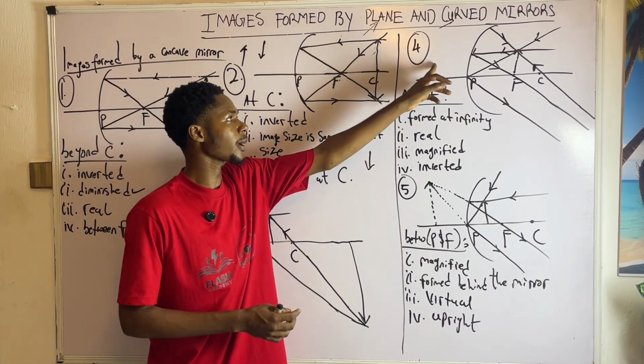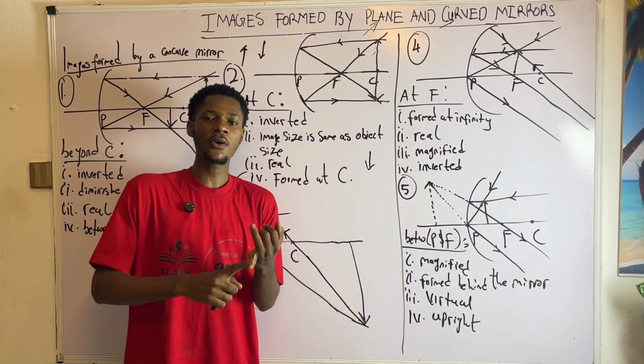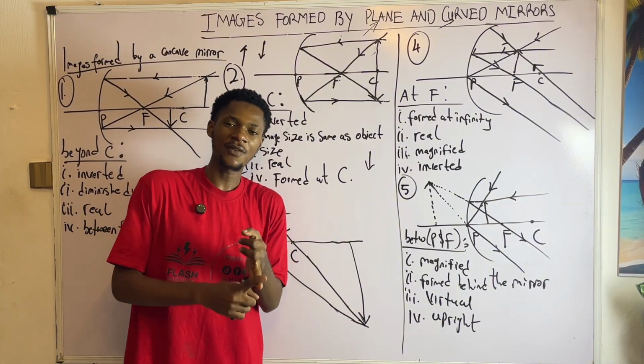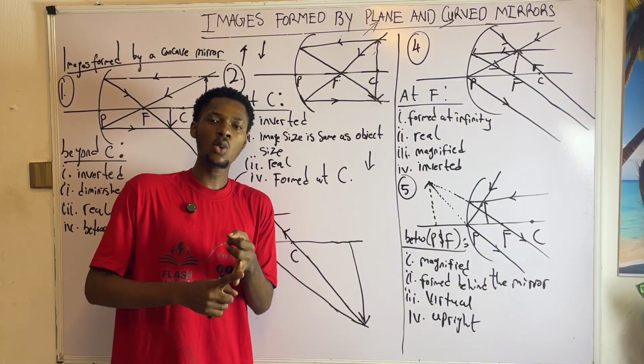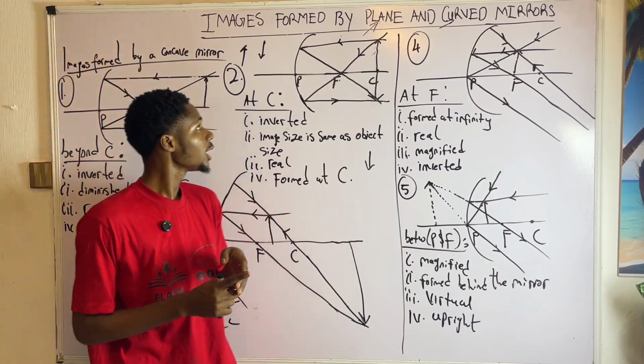Let's talk about number 4. When it is placed at F, it is formed at infinity. It is magnified, that is, it is bigger. It is real, and it is inverted.